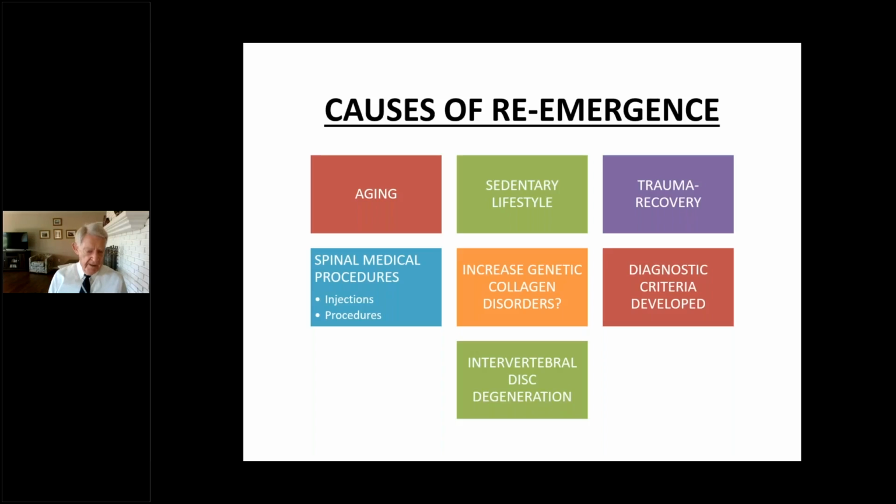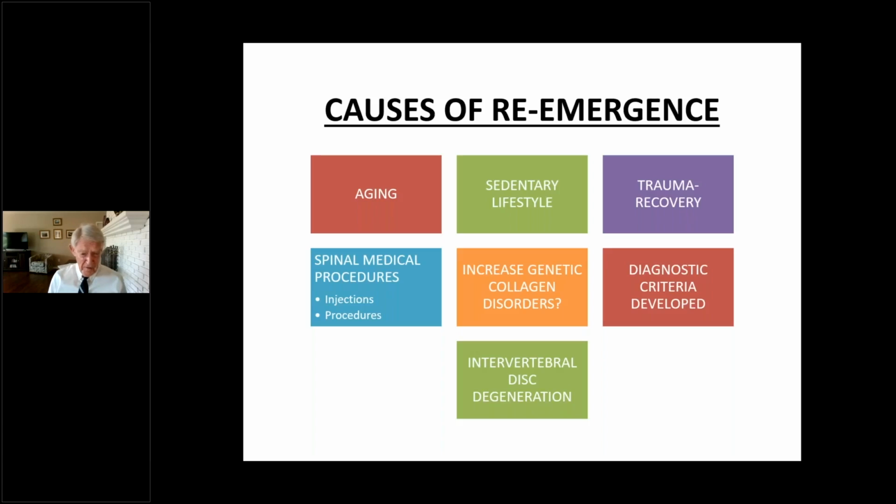Those people who have these genetic collagen connective tissue disorders are at very high risk to develop inflammation of the lower spinal canal and adhesive arachnoiditis in particular. Also, these individuals get what's called a Tarlov cyst, and I'll mention more about that in a few minutes.